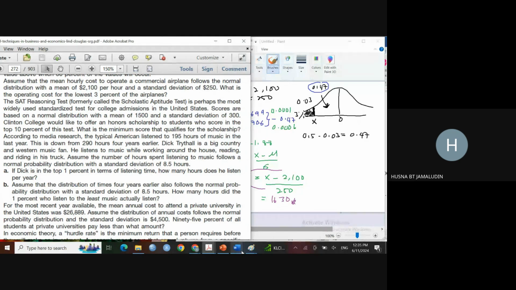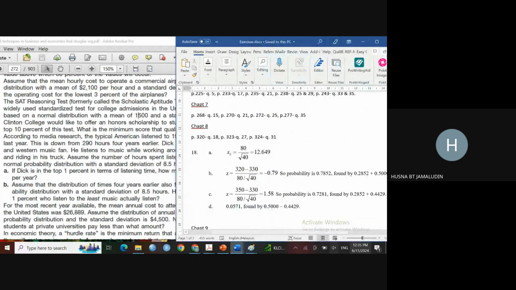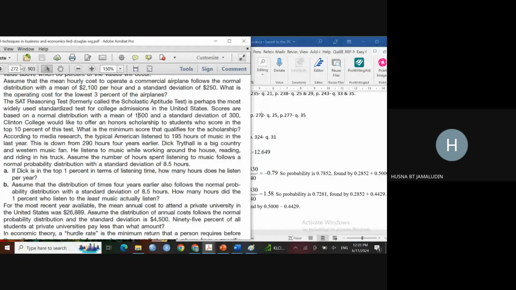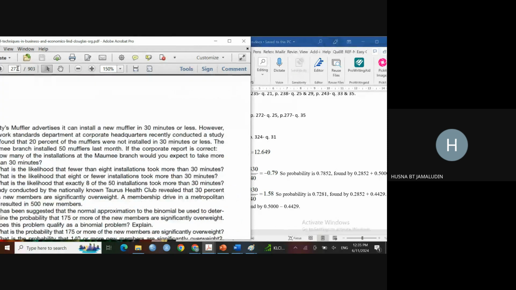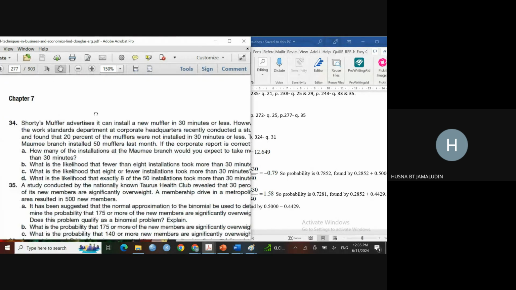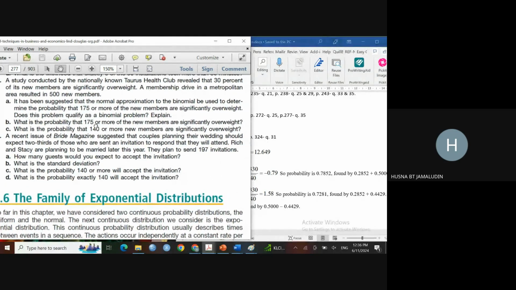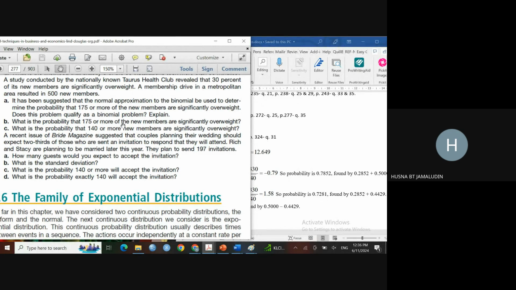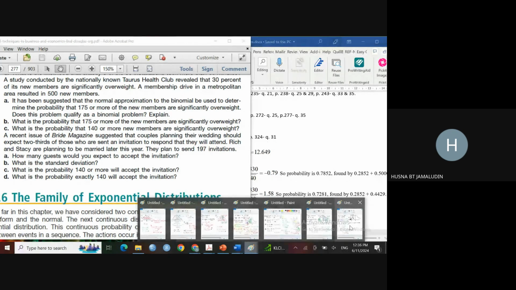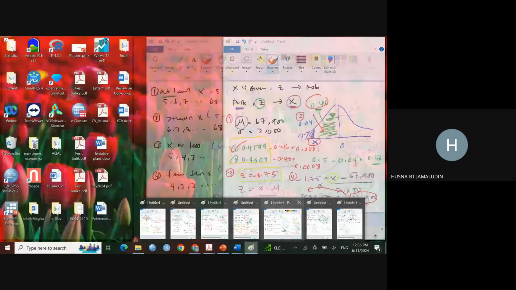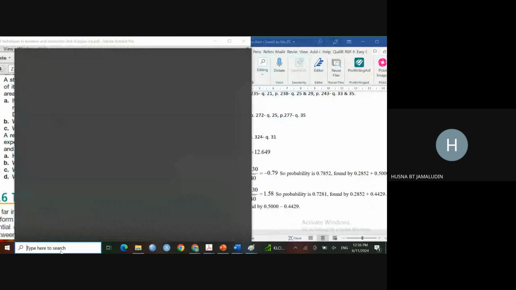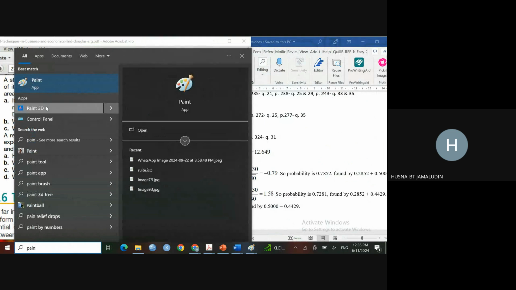Okay, so let's move to the next one. You still have plenty of time. Okay, page number 277, question 35. This is 34, 35. This one. What is it about? This is another example. Okay, I already ran out of blank sheets. Let me write a new one.